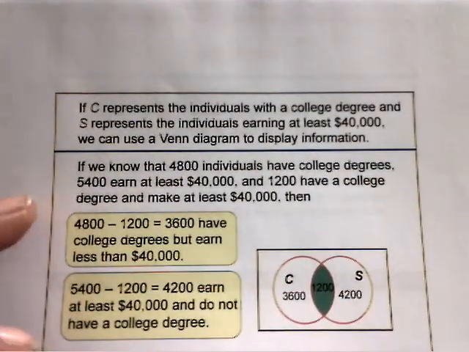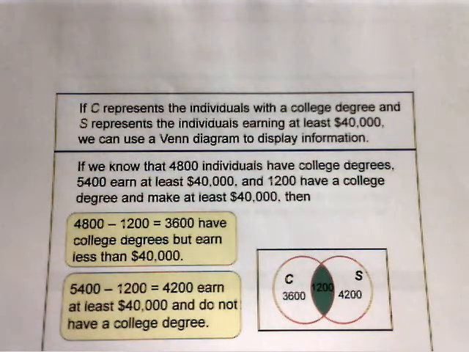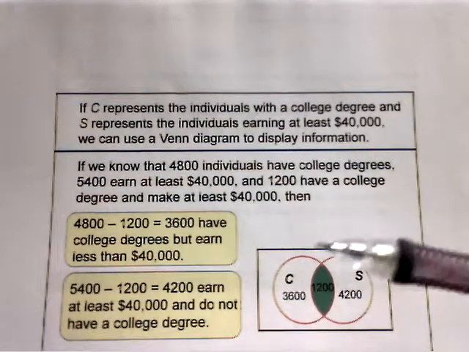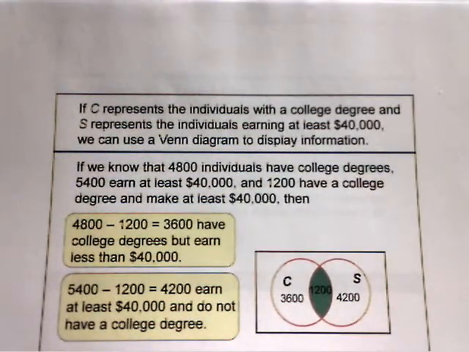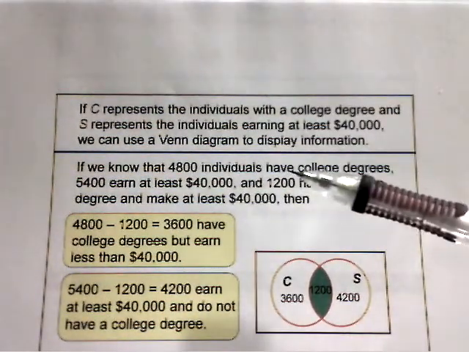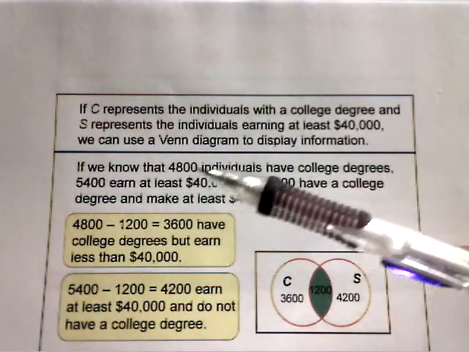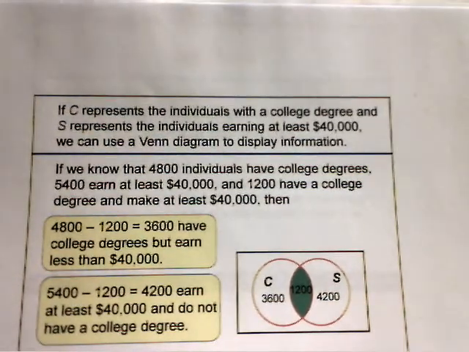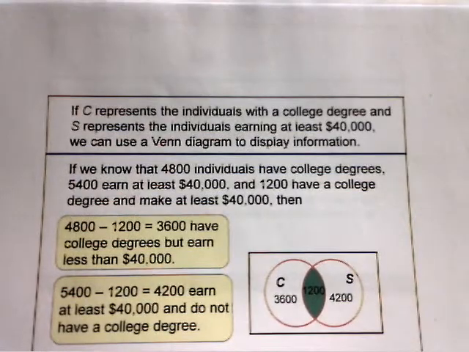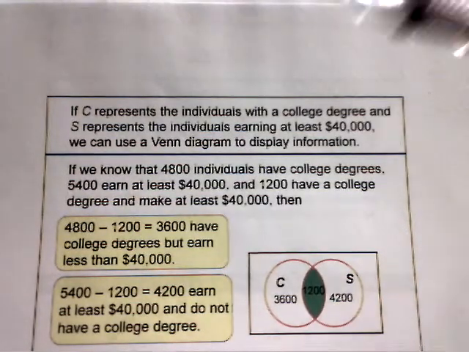So in this case, let's say C represents the individuals with a college degree and S represents the individuals earning at least $40,000. We can use what we call a Venn diagram to display this information. Now let's take this a little bit further, because we already talked about how to do a Venn diagram to represent the intersection in this particular situation. Suppose 4,800 individuals have college degrees, 5,400 earn at least $40,000, and 1,200 have a college degree and make at least $40,000. So let's look at this situation here.